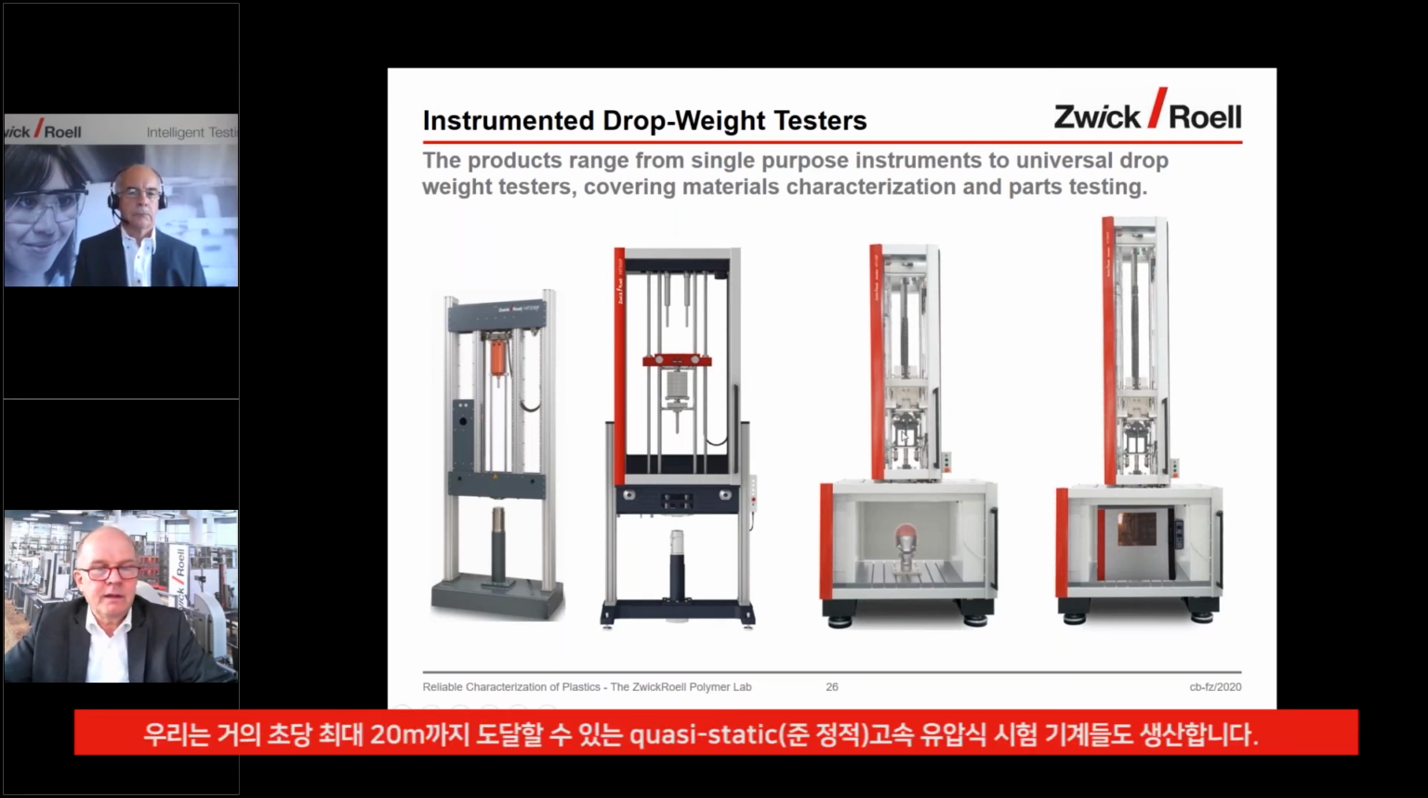And we also produce servo-hydraulic high-speed testing machines, and these high-speed testing machines are often used, for example, for tensile testing, and then they can go from nearly quasi-static up to 20 meters per second.